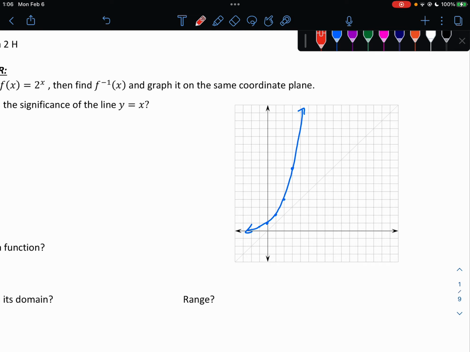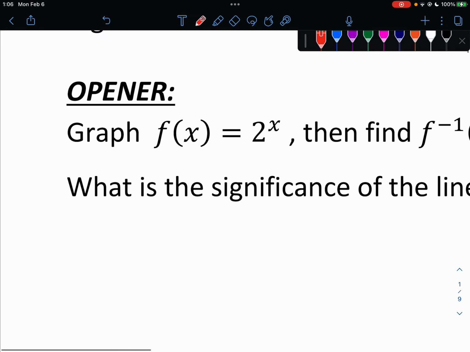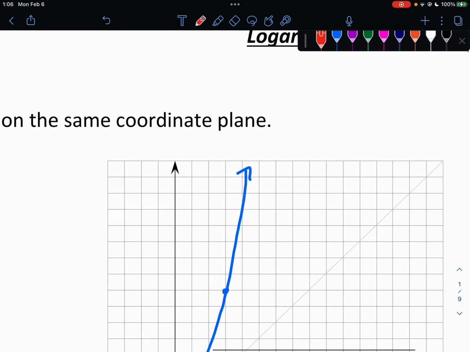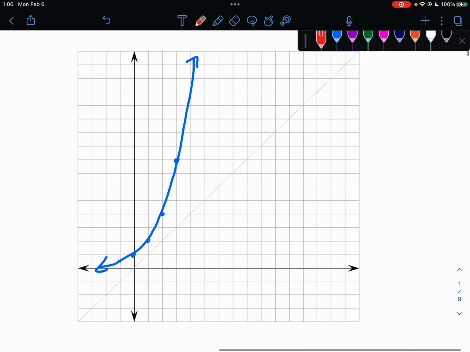Well, right now we don't know how to find the inverse of this function. What we would do is switch x and y and solve for y, but right now we don't have the ability to do that. So what we could do is simply take all of our points and switch the x and the y. For example, (0, 1) will go to (1, 0), (1, 2) goes to (2, 1), and (2, 4) goes to (4, 2). And our graph would look something like this. So there's our graph of the inverse.